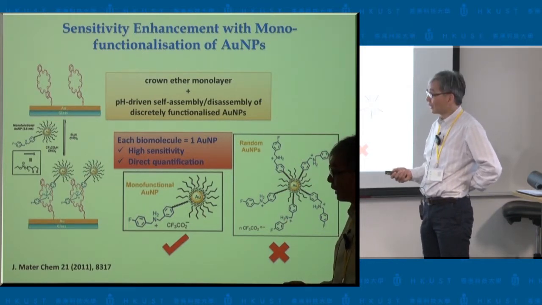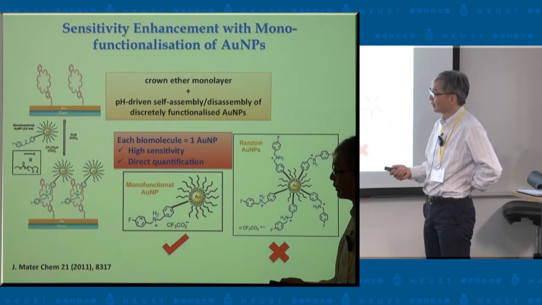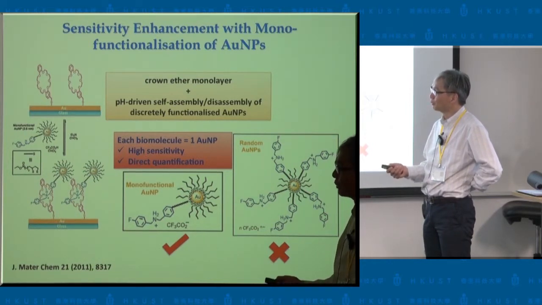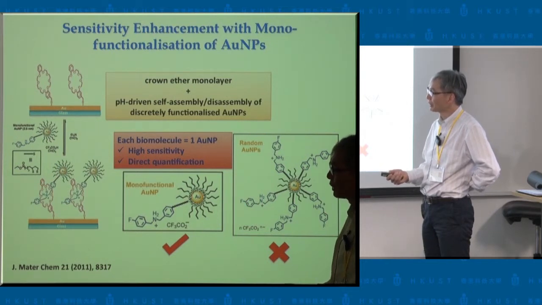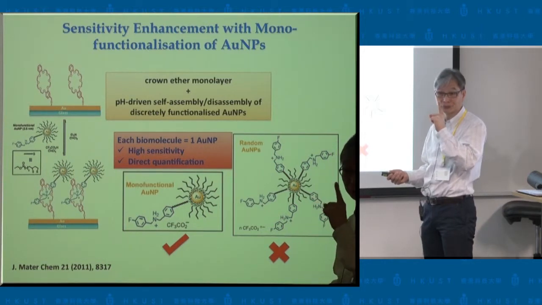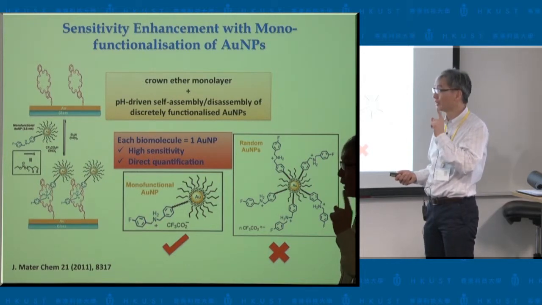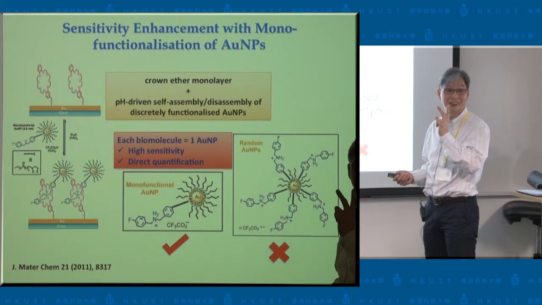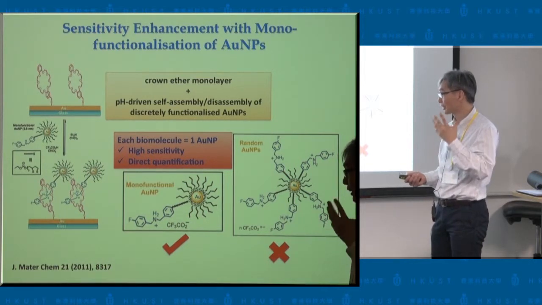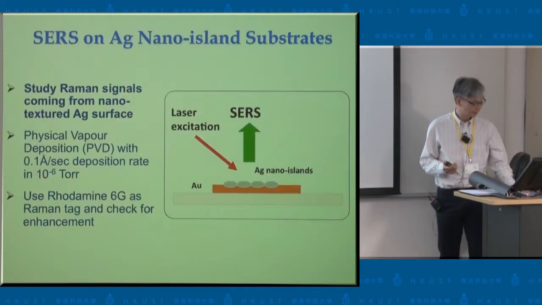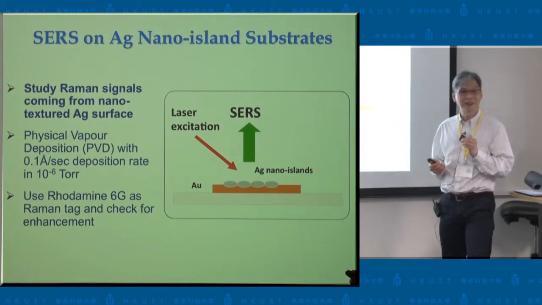Now, the chemistry department, our collaborator, designed the crown ether monolayer. That crown ether monolayer has a loop, and the loop can restrict the functionalization so that each nanoparticle, in this case, receives only 1 molecule. So you then get direct quantification because each nanoparticle is equivalent to 1 molecule. And you get very large signal amplification because you now have very high series loading from the gold. So that wraps up our surface plasmon resonance sensor.